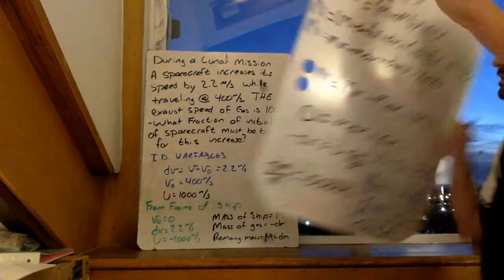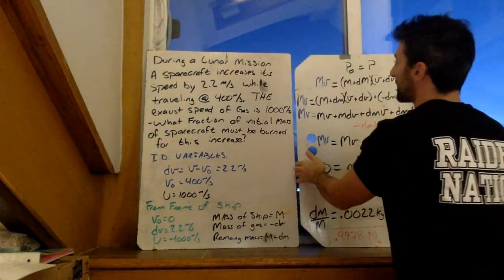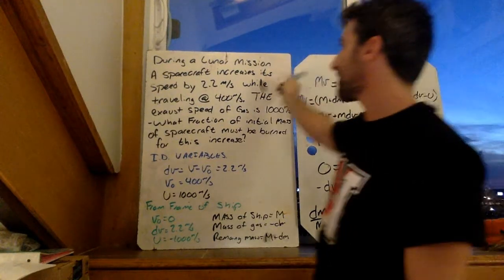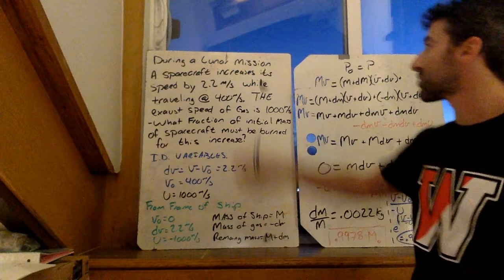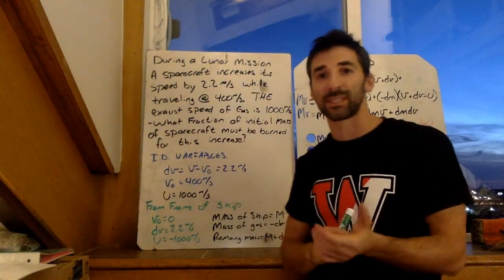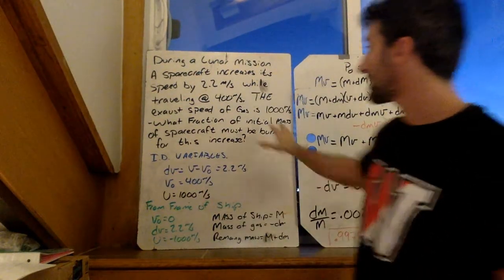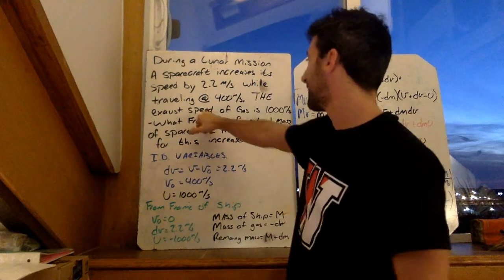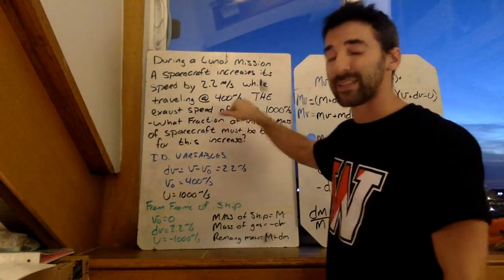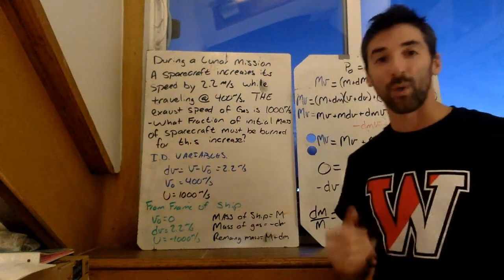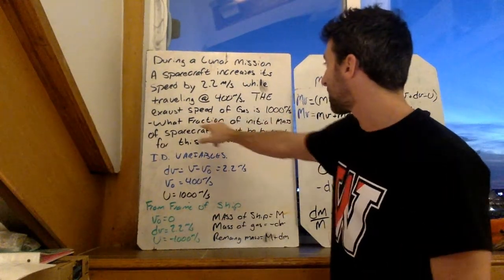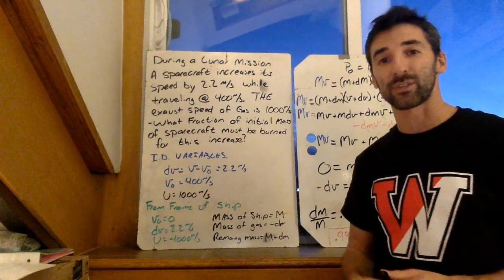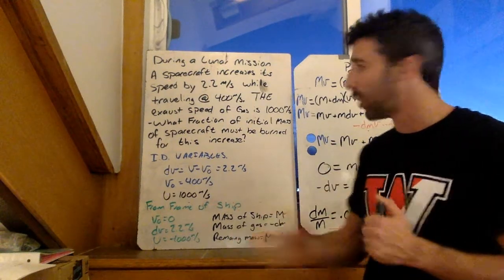So for our example, there's a lunar mission. There's a spacecraft that's increasing its speed by 2.2 meters per second. It was initially traveling at 400 meters per second. The thrust velocity, the expelled gas, is going to be expelled at 1,000 meters per second. What we're going to look for is the fraction of the initial mass of the spacecraft. And we kind of do this two ways. I hope you can follow that.